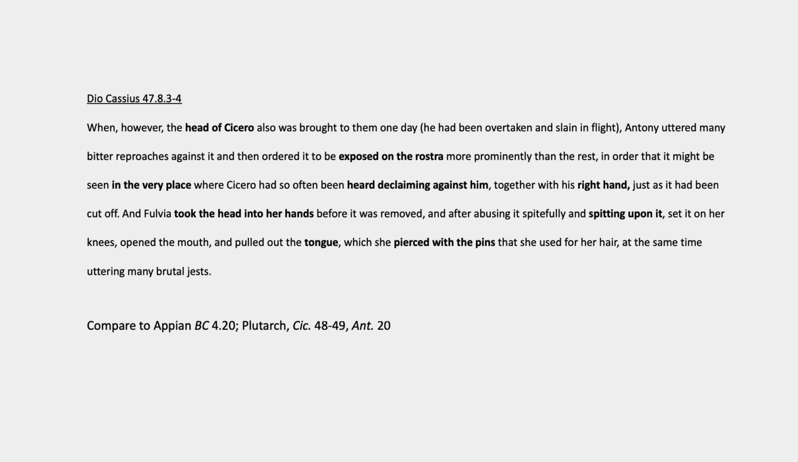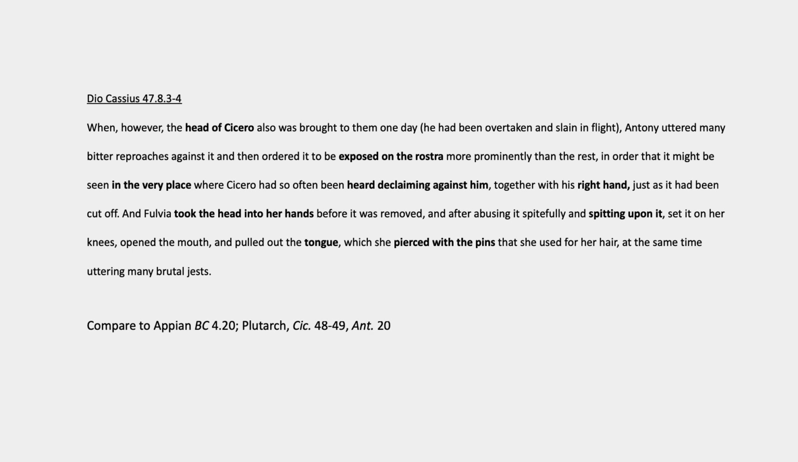And this is just a passage from Dio Cassius, who really emphasises both the public space within which this display is happening and also Fulvia's role. "So the head of Cicero was brought to them one day. Antony uttered many bitter reproaches against it and ordered it to be exposed on the rostra, more prominently than the rest, i.e. he's not the only head on the rostra, that might be seen in the very place where Cicero had so often been heard declaiming against him, together with his right hand, just as it had been cut off. Fulvia took the head into her hands before it was removed, and after abusing it spitefully and spitting upon it, set on her knees, opened the mouth, pulled out the tongue, which she pierced with pins that she used for her hair, at the same time uttering many brutal jests."